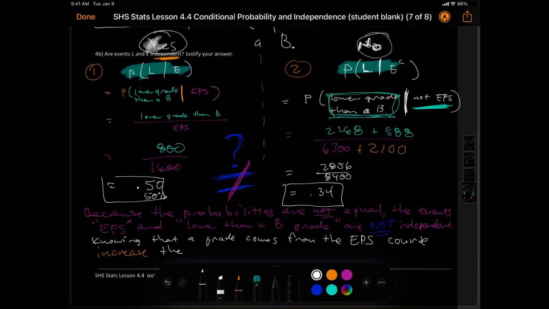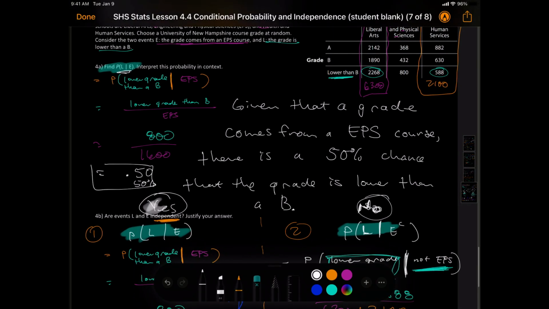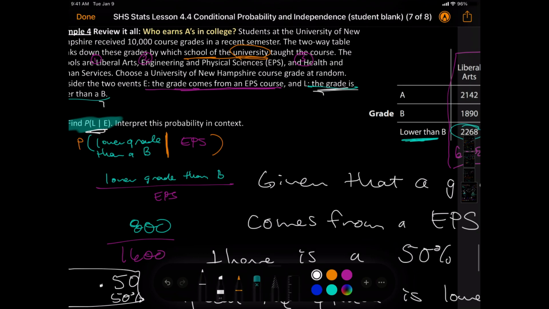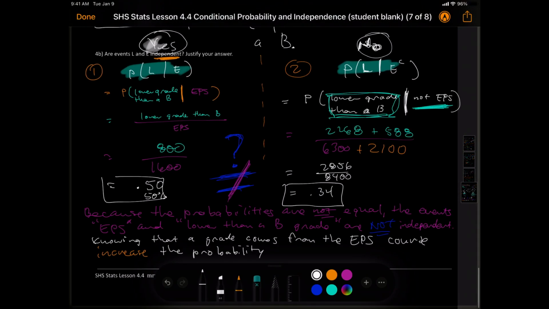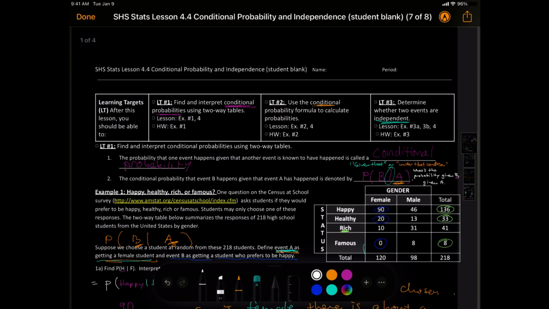But here's the weird part. It increases the probability of what? The second part. Given that you go to EPS, there's an increase in a what? L. What does L stand for? L comes from a lower grade than a B. So it sounds like a harder place to go. It is lower than a B. Okay? Of course.